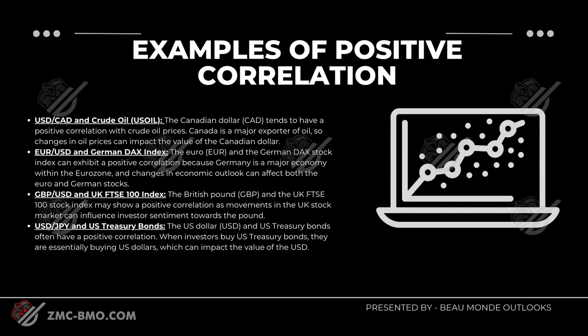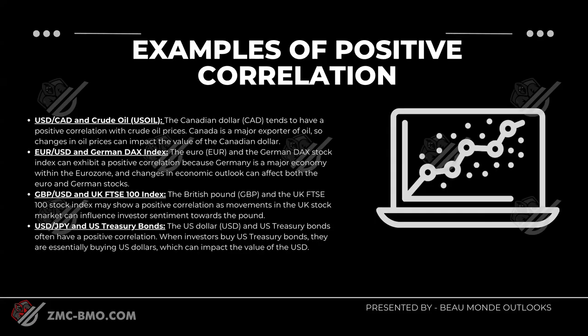Now, EUR/USD and the DAX. The euro and the German DAX stock index can exhibit a positive correlation because Germany is a major economy within the Eurozone, and changes in economic outlook can affect the euro and German stocks. GBP/USD and the FTSE. Again, the British pound, or the sterling as it's commonly known, and the UK FTSE may show a positive correlation as movements in the UK stock market can influence investor sentiment towards the pound.